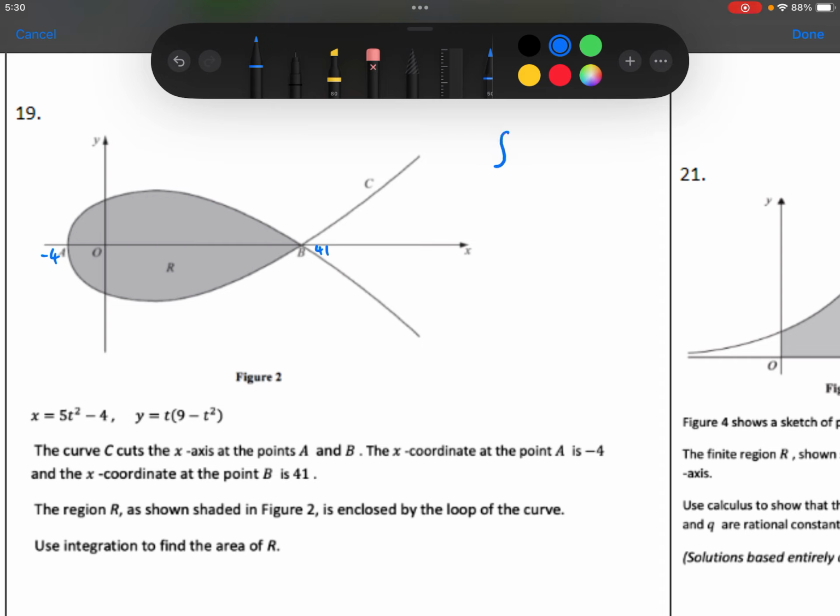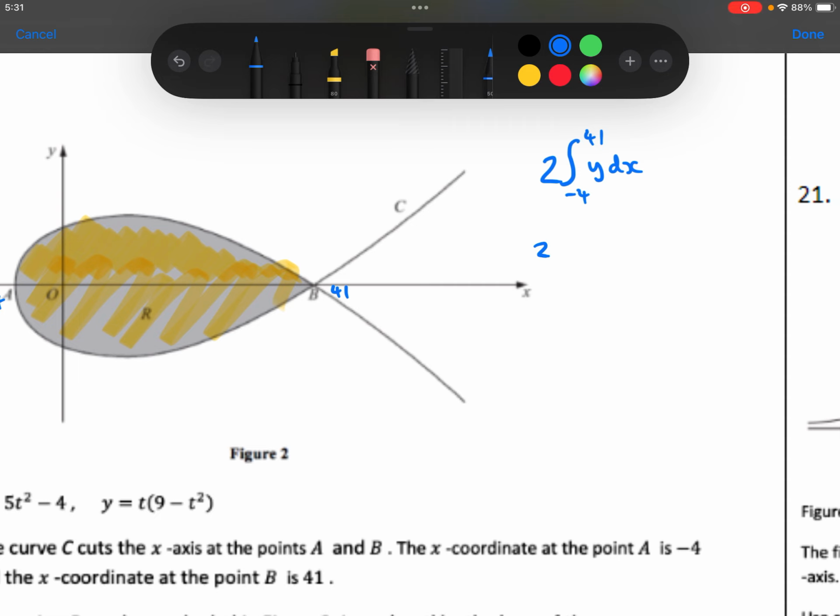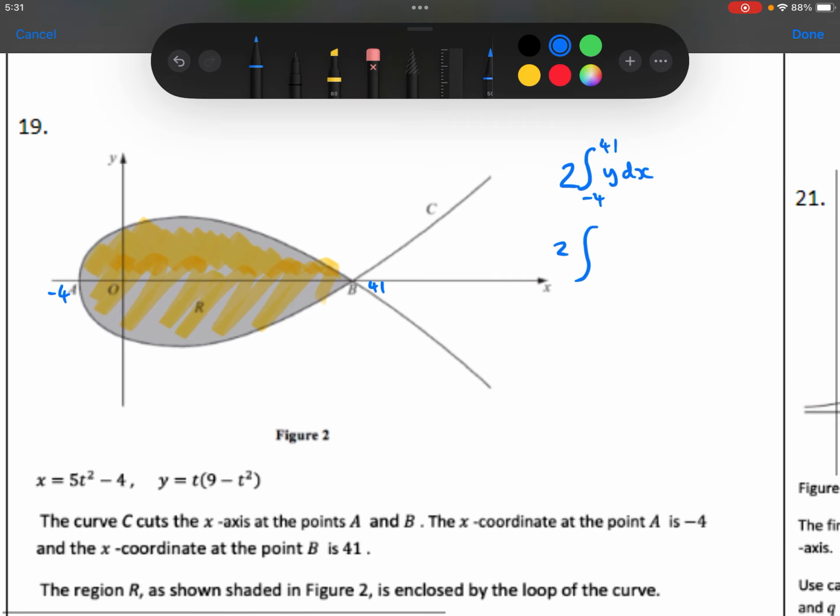So usually I would integrate y with respect to x between the x limits of minus 4 and 41. And that would tell me everything between the curve and the x-axis. So I would need to double this to get the whole area. We're obviously dealing with parametric integration here though. So I want this to be in terms of t, not in terms of x. And we're also going to be using the adapted parametric integration formula.